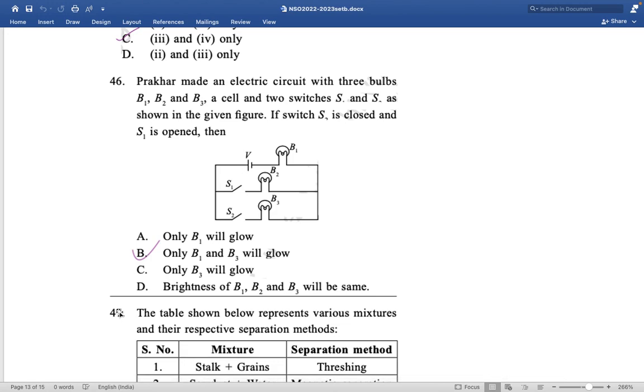When switch S2 is closed, bulbs B1 and B2 will complete the circuit. Thus B1 and B3 will glow. B2 will be disconnected from the circuit and it will not glow. So this is the correct answer.